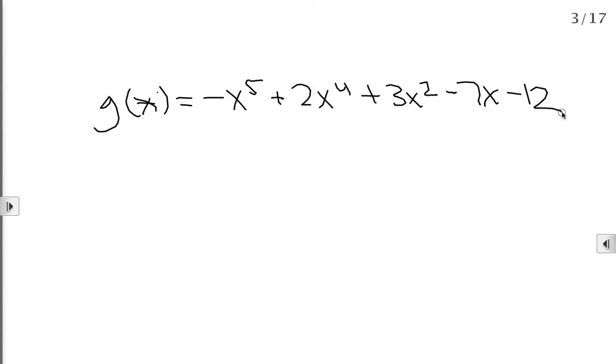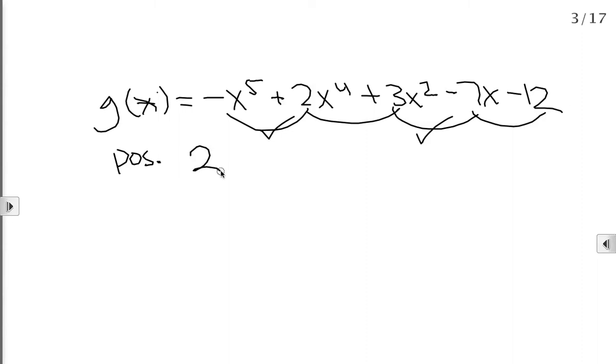All right, looking at the sign changes when we have positive x, so just the positive possibilities right now: negative to positive, that's a change. Positive to positive, positive to negative, that's a change. And negative to negative. So I have 2 sign changes, which means I have 2 possibilities for positive real solutions, or counting down by 2, I could also have 0.